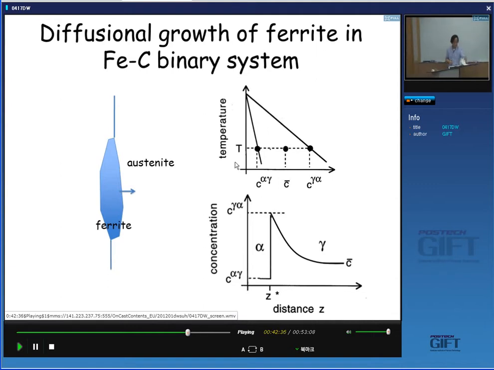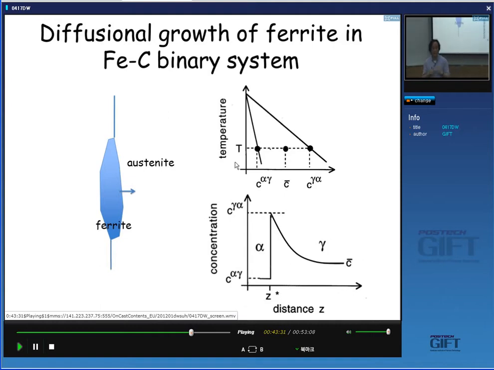Then let's start with the simple case. The growth of the ferrite nucleated on the austenite grain boundary in iron carbon binary alloy. Usually the aspect ratio, which means the ratio between the length and thickness of the ferrite nucleated and grown along the austenite grain boundary, is about 5 to 10, which means it is quite long in this direction. So we can effectively presume that the growth of this ferrite is a growth of plate, the thickening of the plate.